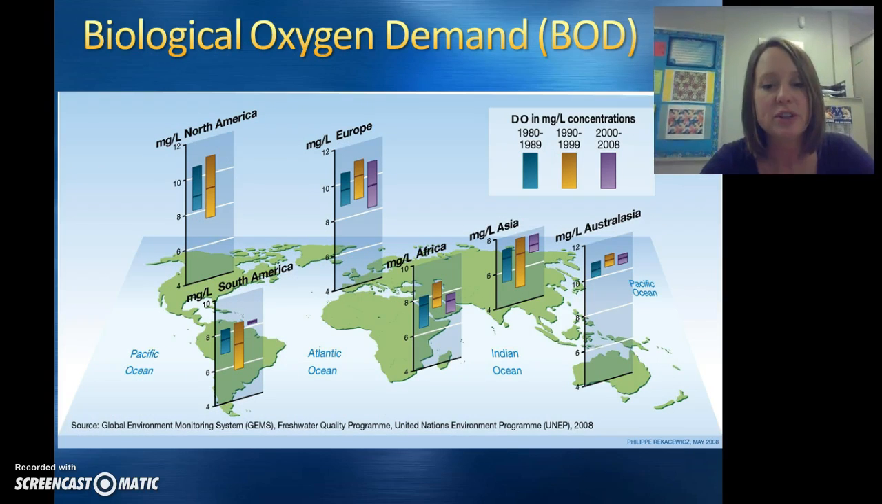All right, so looking at this diagram, this compares dissolved oxygen concentrations in water across the world. So in blue was the 1980s, in orange is the 90s, and purple is the 2000s. So you can see how that has changed, and those dissolved oxygen levels once again indicate poor water quality.